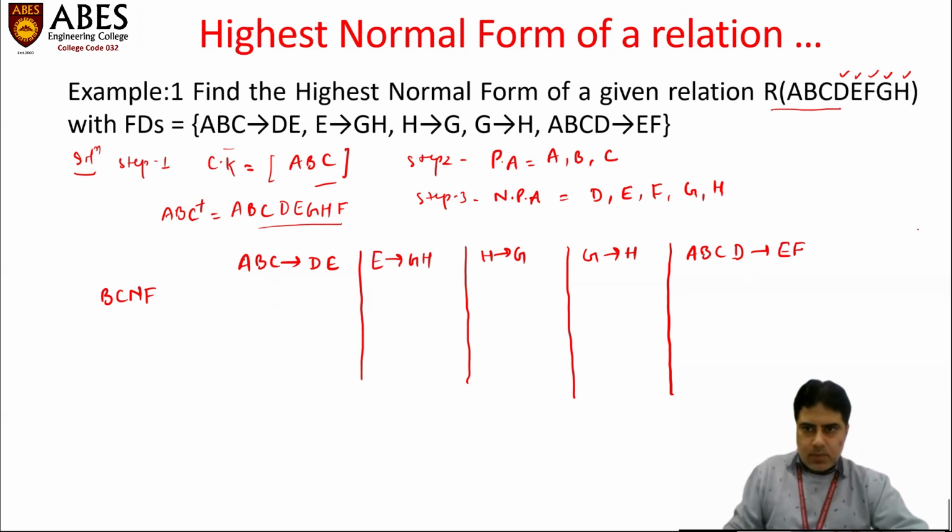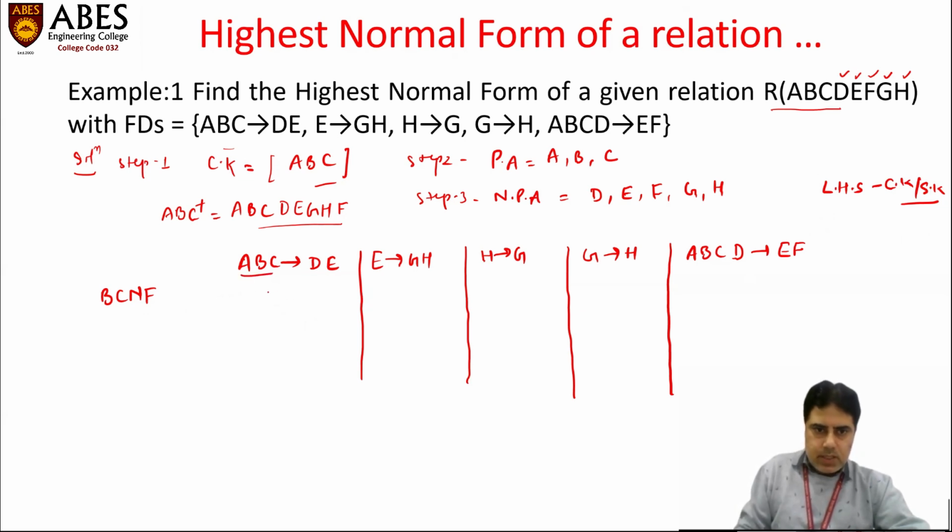From the previous video, we have already understood what BCNF is: the left-hand side should be the candidate key or super key. ABC is the candidate key. Yes, true. So this functional dependency is in BCNF. Now check the second functional dependency. Is this the candidate key? No. So this is not in BCNF.